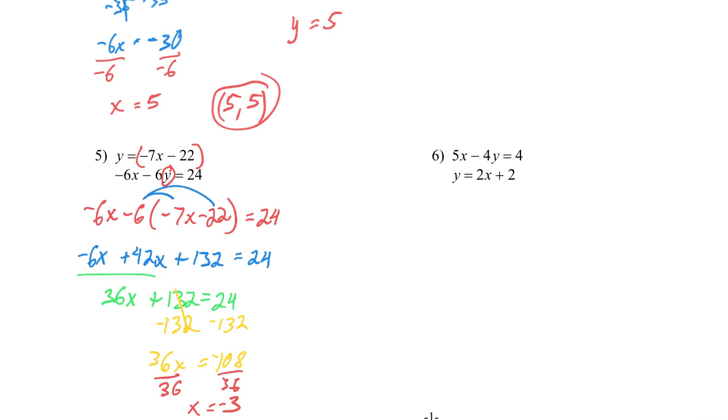Now I can plug it into either equation. It's going to be a lot easier for this one to plug it into the first equation because the y is already by itself, but it will work either way. So I have y equals negative 7 times negative 3 minus 22. And now I solve it. So negative 3 times the negative 7 is going to be a positive 21 minus 22. So y is equal to negative 1. So now I have my x comma y.